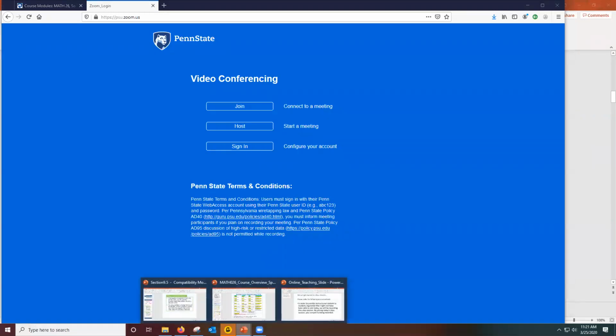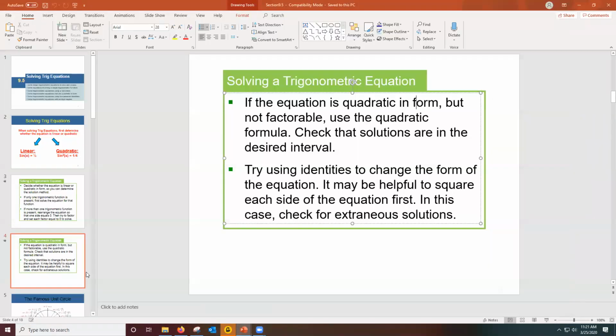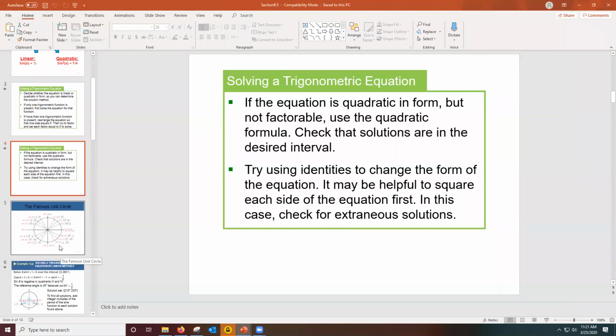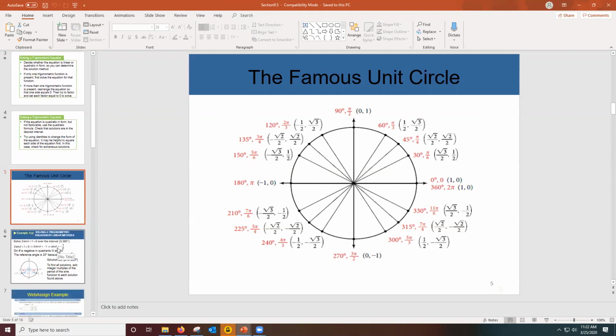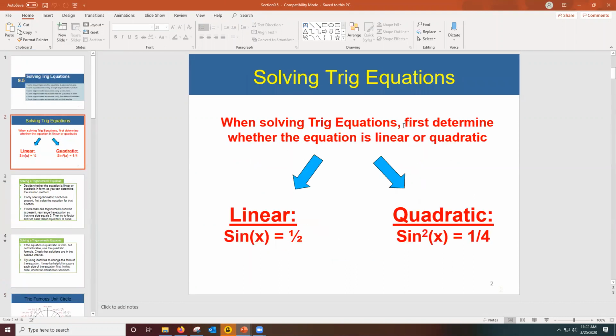All right, so let's do some examples to jump into this. Of course, you're going to have the unit circle by your side, so keep this unit circle handy. We're going to need this to help solve the WebAssign questions we're going to work on. All right, folks, today's class will focus mostly on linear equations, and Friday will focus mostly on quadratic. Okay?